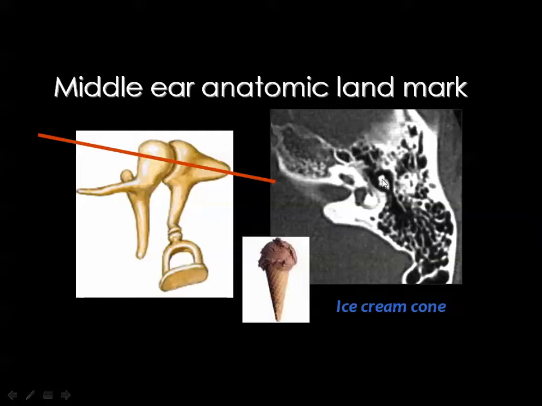The ice cream itself is formed by the head of the malleus, and the cone is formed by the body and the short process of the incus. This is the body, and this is the short process, and you see this is the long process of the incus, and this is the handle of the malleus.